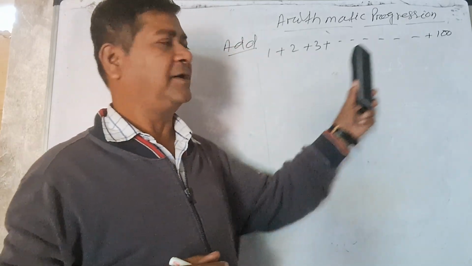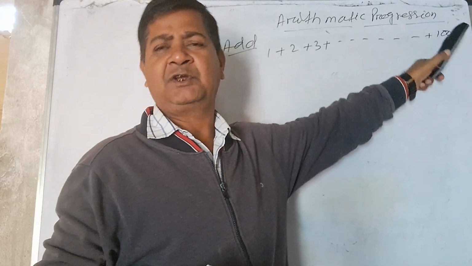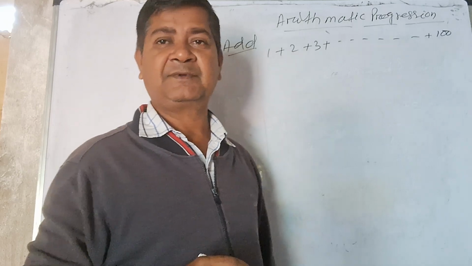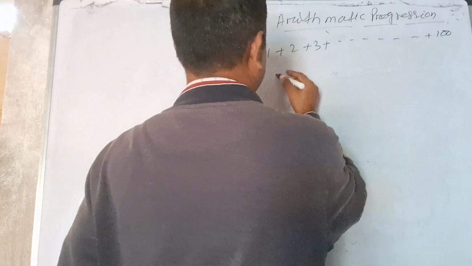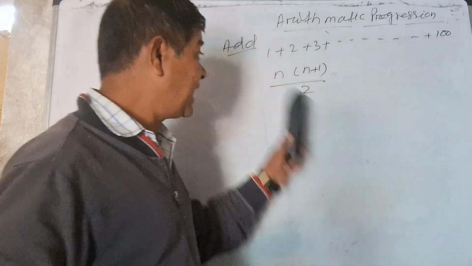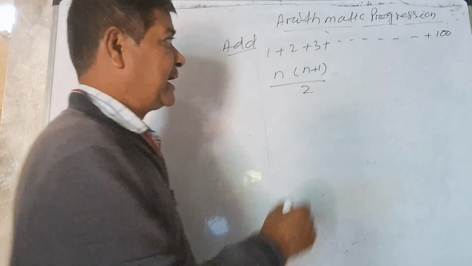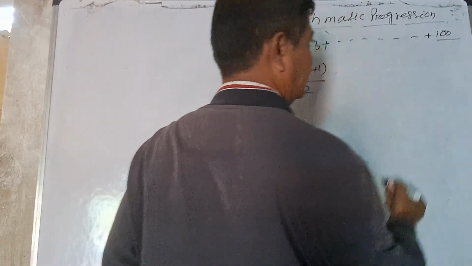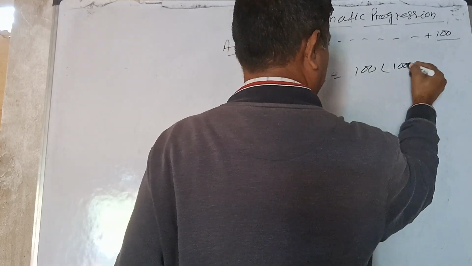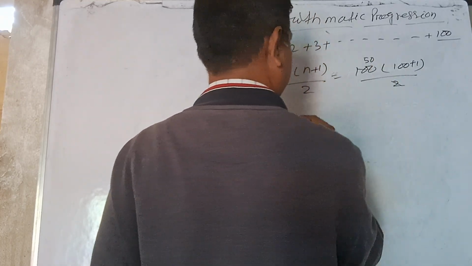It is a very interesting formula. Sum of 100 terms, even 1000 terms, you can find within seconds. The formula is n into n plus 1 by 2, where n is your number of terms. Here n is 100. That means 100 into 100 plus 1 divided by 2. 2 and 100 cancel, 50.